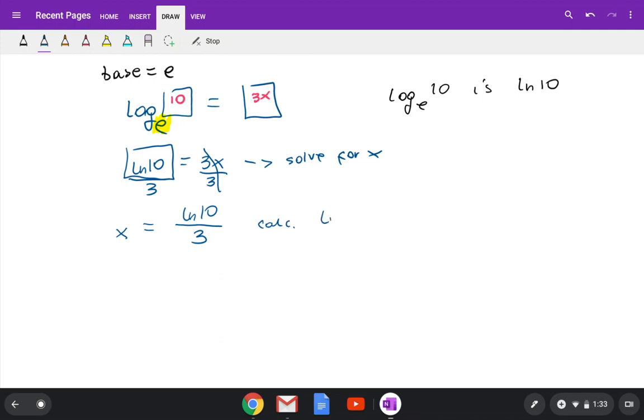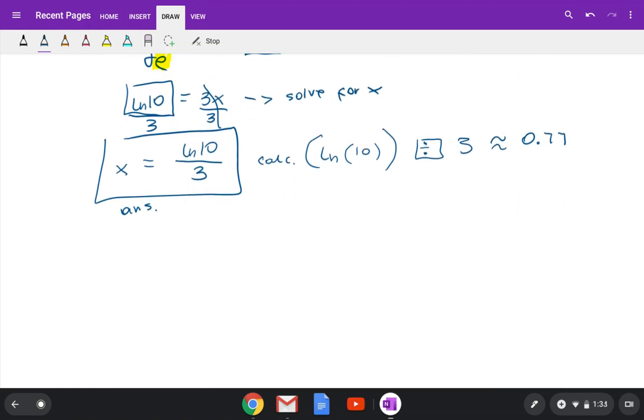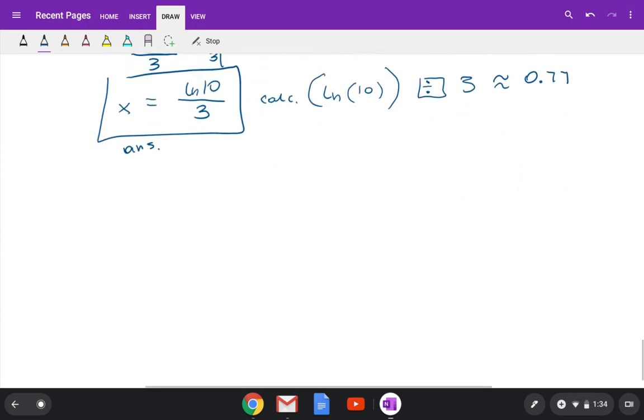You will type ln, open the parenthesis, and put 10. And then I recommend putting that in an extra parenthesis. Then you press the division button and put 3. That should give you about 0.77. I think that my MATLAB will ask you to leave the answer that way. This is more than fine, unless they ask you to estimate.